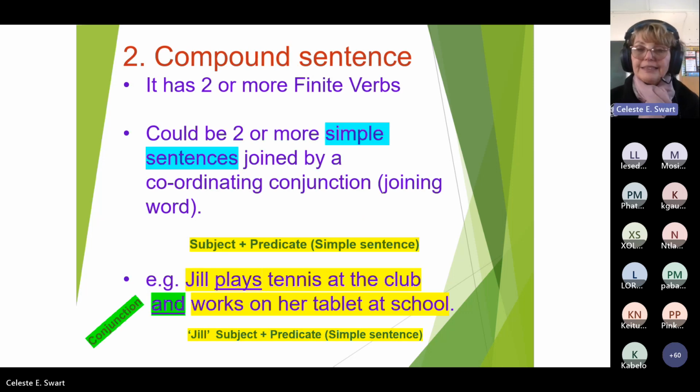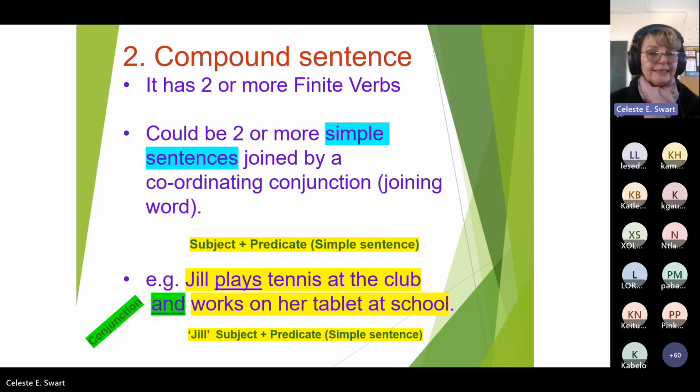Now, the compound sentence has 2 or more finite verbs. There could be 2 or more simple sentences. That's what it's telling us. And they are joined by a conjunction, a coordinated conjunction, a joining word. It puts these 2 sentences together with a joining word.